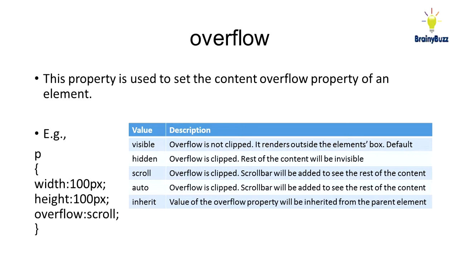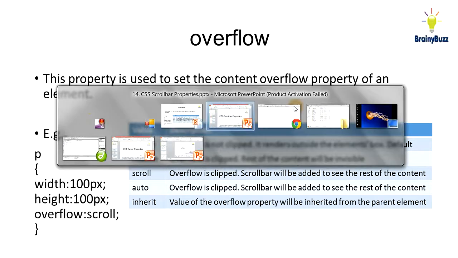So our first property is the overflow property. This is basically if you want to set the content overflow property, that is whether you want to include the scroll bar or you want to make it hidden, or you can make it automatic. So like this we can include. So let's see a demo for it.